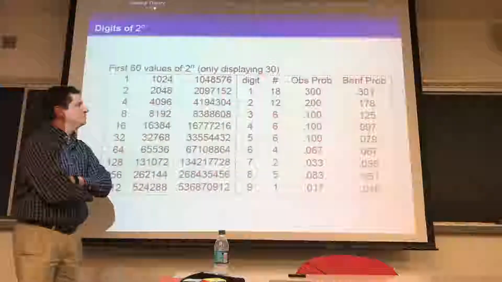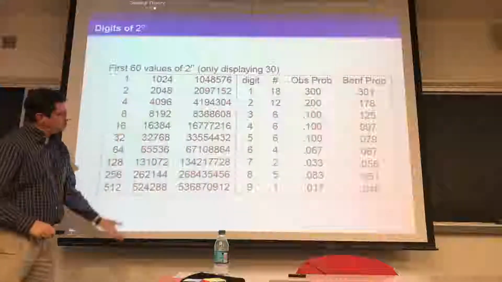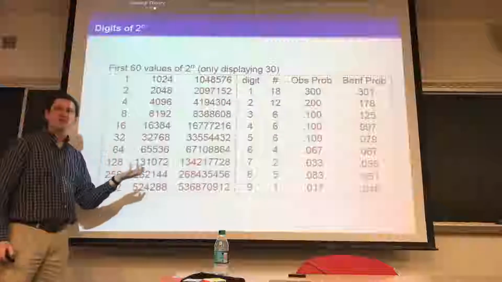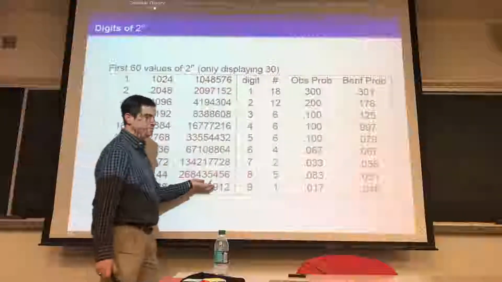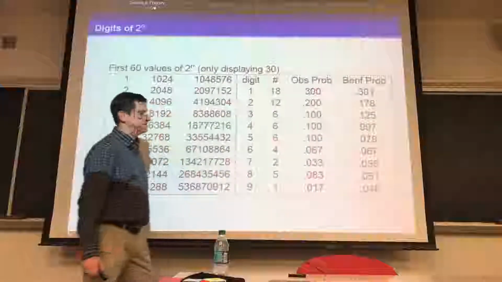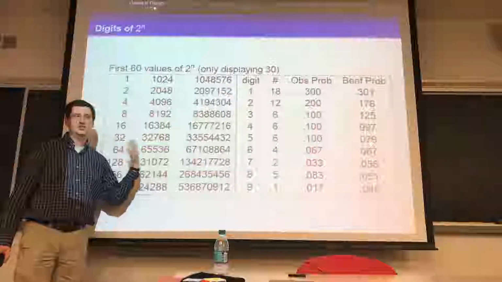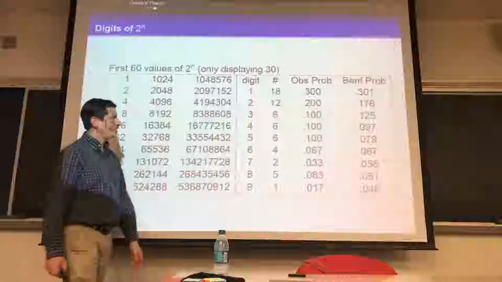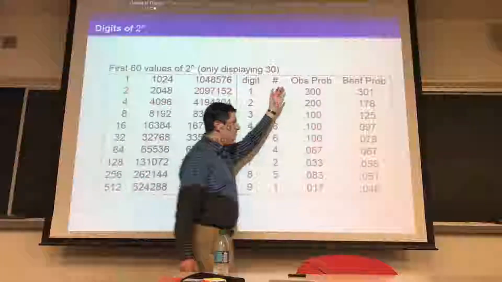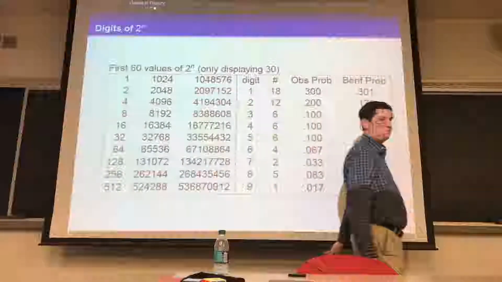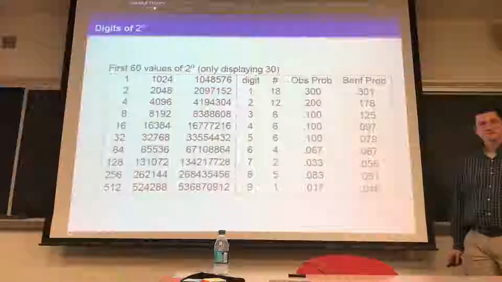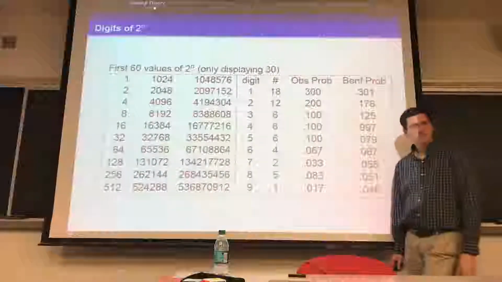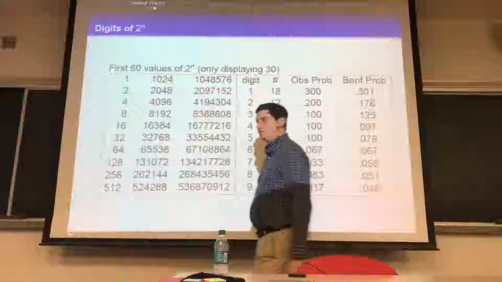Let's go back to powers of 2. So I've tried to list a couple of powers of 2. The numbers grow fast. They grow exponentially fast. So I can't really show too many. I'm looking at data for the first 60, but I'm only going to display 30 just in the interest of space. Does it look like a good fit or a bad fit to Benford? I think it looks pretty good.